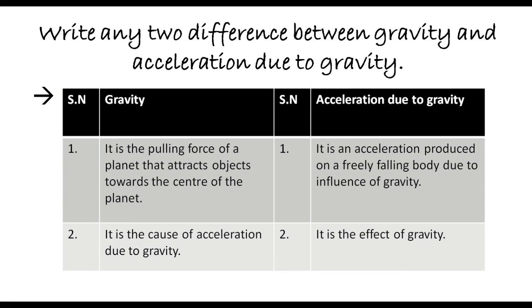Acceleration due to gravity. Number 1. It is an acceleration produced on a freely falling body due to the influence of gravity. Number 2. It is the effect of gravity.